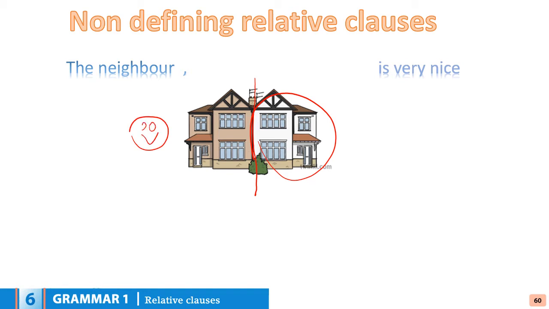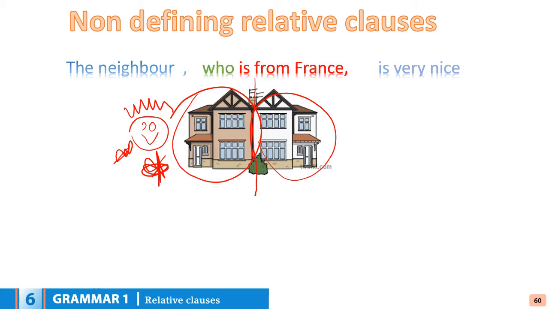If I say to you, the neighbor is very nice, of course you know I'm talking about our neighbor. This is our neighbor, okay? So there's no room for mistake that I'm talking about this person here. So if I want to give you extra information about the neighbor, it is going to be kind of gossip. Yeah. The neighbor, who, by the way, is from France, is very nice.